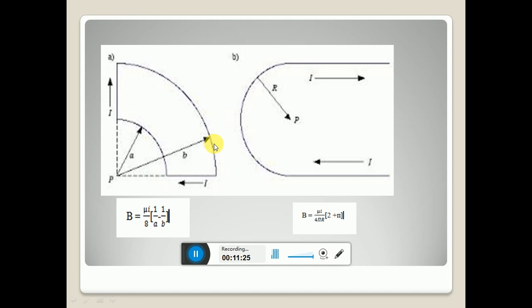Similarly, if you see this diagram, this is an arc of the complete circle. The angle subtended by this arc at the center is 90 degrees. You can use that equation, or consider that it is a 1/4 part of the complete circle. So the magnetic field at the center will be 1 by 4 of mu naught I by 2r, so it will become mu naught I by 8r. Since 1 by a is bigger than 1 by b, I can write mu naught I by 8 into 1 by a minus 1 by b.